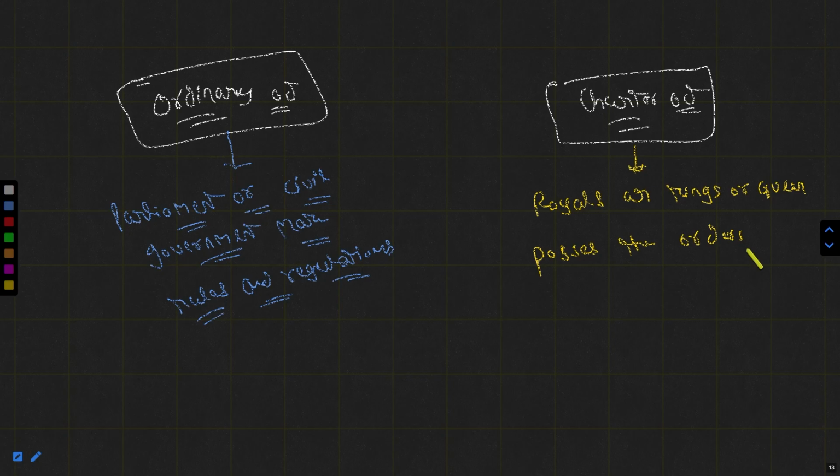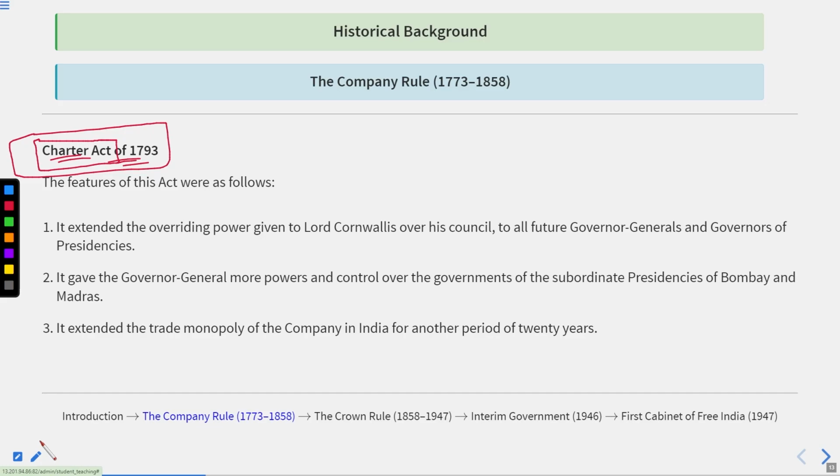When we talk about the ordinary act, generally the parliament or the civil government makes the rules and regulations. But whenever we talk about the Charter Act, this act is usually formulated after the royal orders, or as per the orders of the king or the queens. All right. So Charter Act is basically formulated through the royal orders. Got it? So the features of this act were as follows.